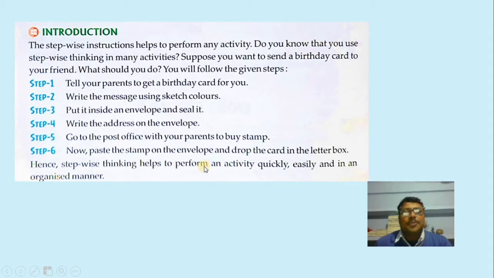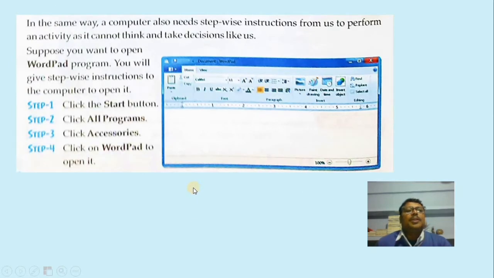Stepwise thinking helps us to perform an activity quickly, easily and in an organized manner. We understand this with one example. Suppose you have to open the MS Word program. What steps will you follow? First you will click on the start button, second you will go to all programs, third you will click on accessories, and lastly you will click on WordPad and you will get the WordPad screen like this. So we follow steps to perform any task. These steps we need in order to perform some task.